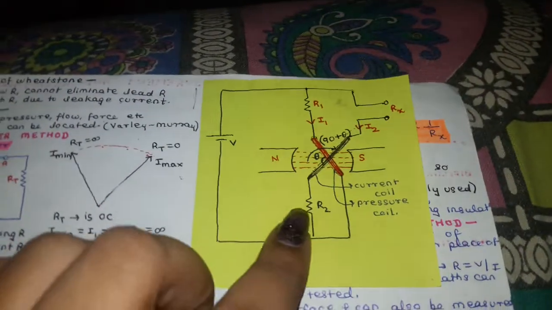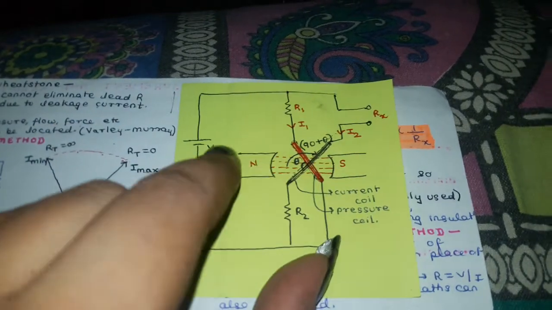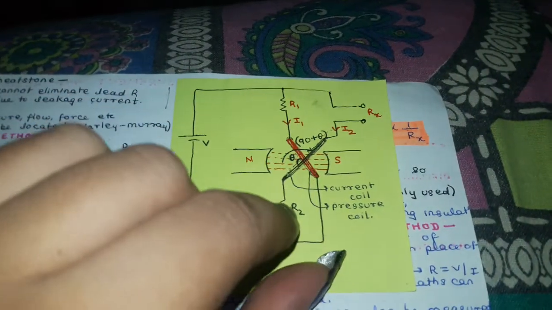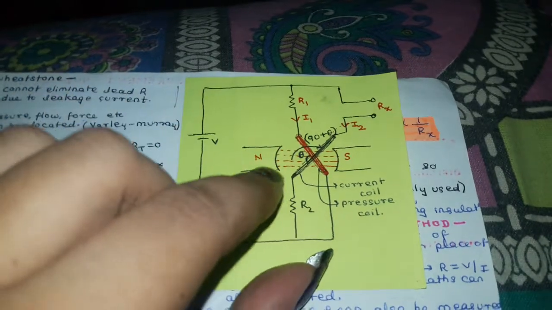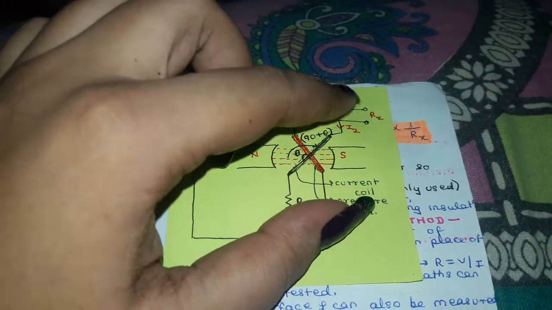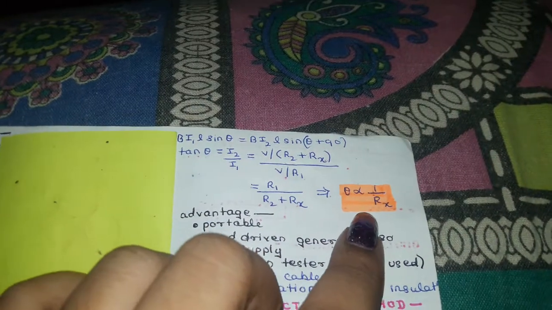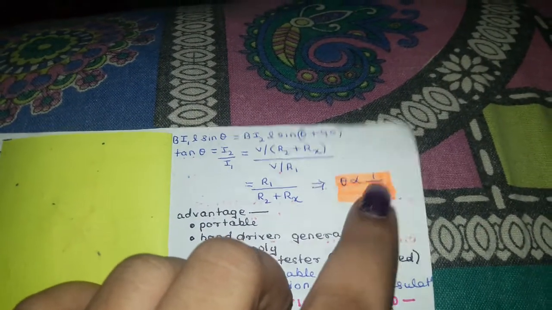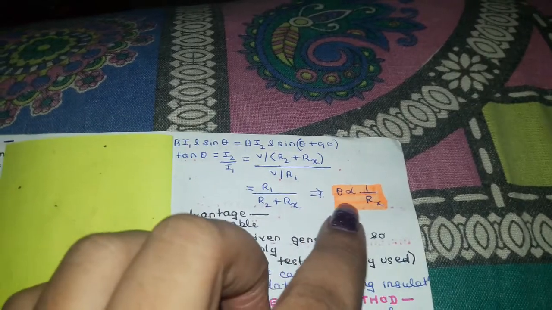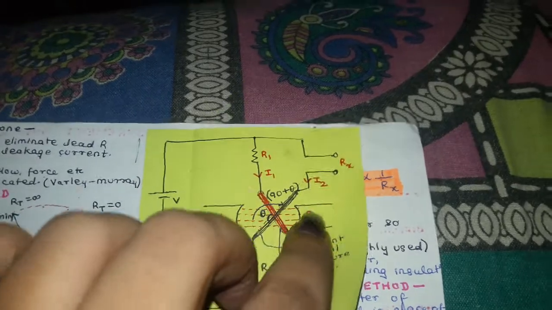This is the connection you have to keep in mind. Here currents are causing some flux, the magnet is causing flux, and current is creating some torque. So your current coil and pressure coil undergo some deflections, and based on these deflections you are able to calculate the unknown resistance. Here you can see the analysis, and theta is proportional to the unknown resistance. We have this proportionality relationship between the deflection angle and your unknown resistance.